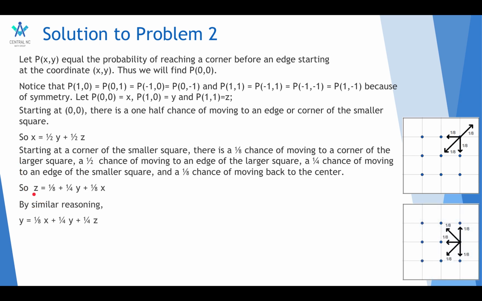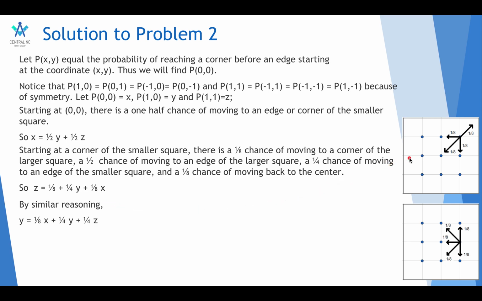If you start at a corner, there's an eighth chance that you'll move diagonally to the corner of the bigger square, and that's what we want. So you're going to have to add a 1/8. In two of the possible moves, you'll end up at an interior point. So there's a fourth chance that you'll end up at an interior point. And there's an eighth chance that you'll come back to the origin, so you have to add 1/8 x.